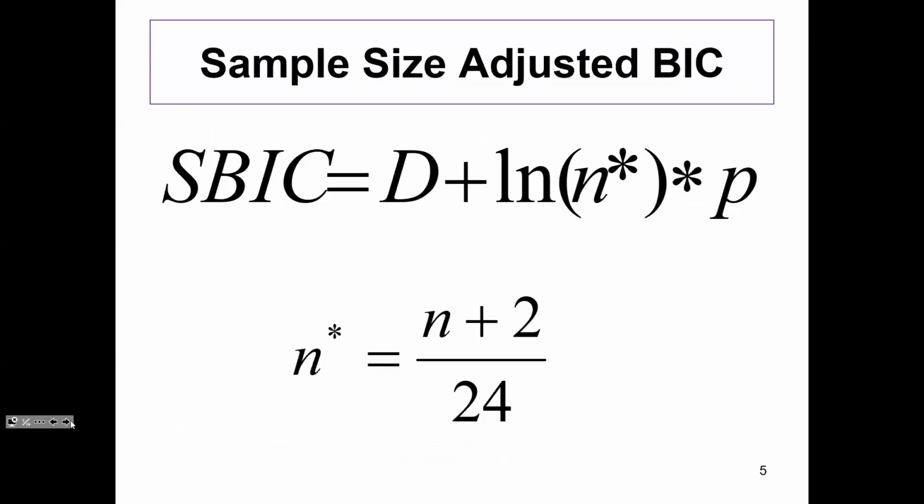Okay. The last one that I'll talk about is the sample size adjusted BIC, or the SBIC, which is the deviance plus the natural log of n star times p. So notice instead of n, we put in n star, and n star here is n plus 2 divided by 24. We still have the same problem about which n. Should it be the level 1 n?